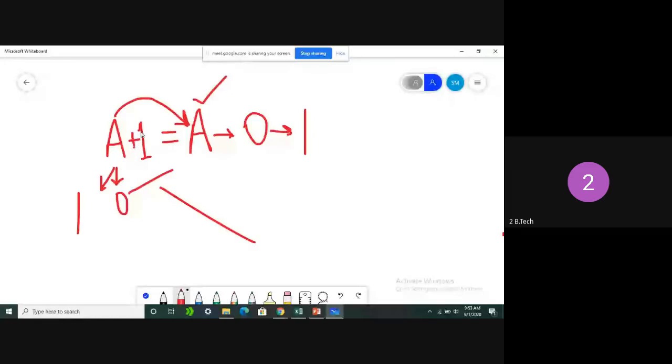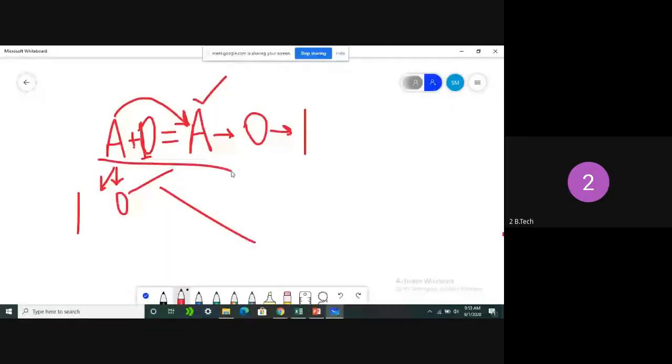A plus 0 is always A. Will you agree with this? 1 plus 0 is 1, and 1 in the sense A. 0 plus 0 is 0, and 0 in the sense A. Whatever value is present in A, if you are adding 0, we get the value of A only. There is no effect of 0 on A. That is the meaning of A plus 0 equals A. If you place 1 in A, 1 is the answer. If you place 0 in A, 0 is the answer.